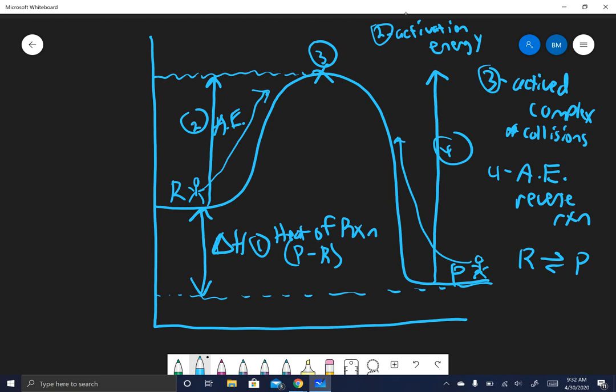Okay, we could label the y-axis as potential energy, with energy numbers like 10, 50, 100, whatever, and you can see it takes more energy to get to the top.